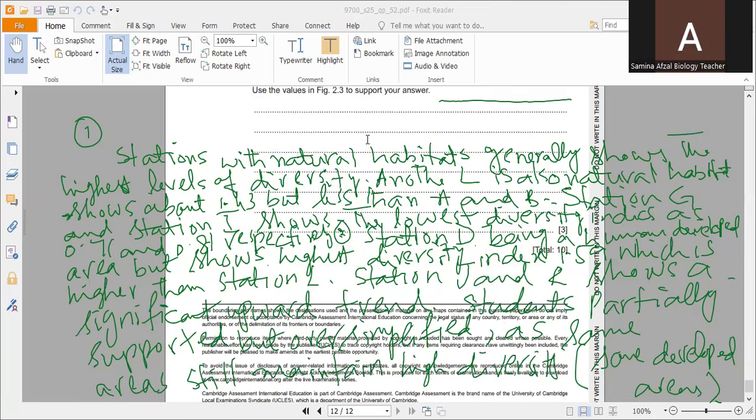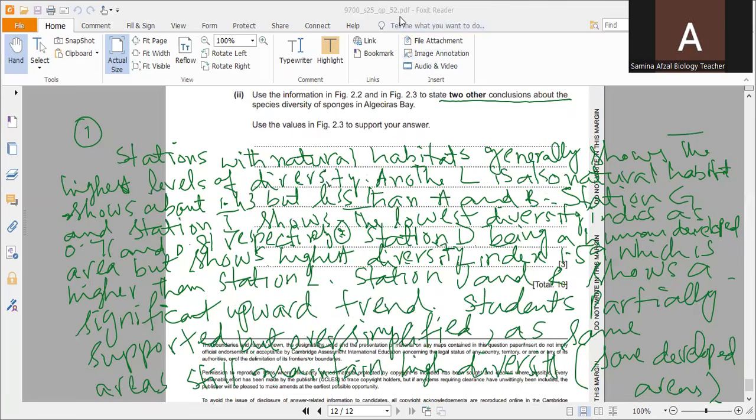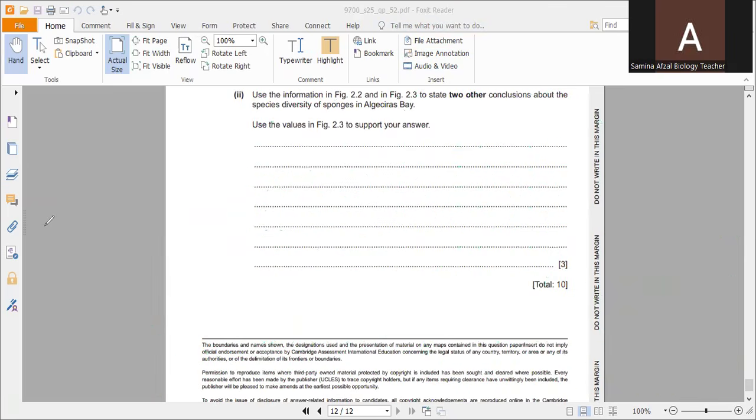Now the part two of this question is: use the information in figure 2.2 and figure 2.3, state two other conclusions about the species diversity of sponges in Algeciras Bay. Use the values in figure 2.3 to support your answer. So, industrial activity has a greater negative impact on diversity than tourism. This can be one conclusion.